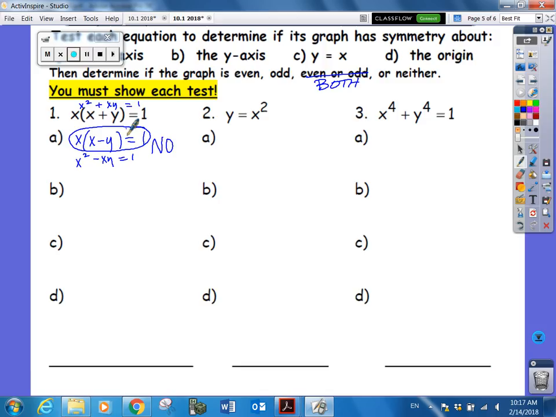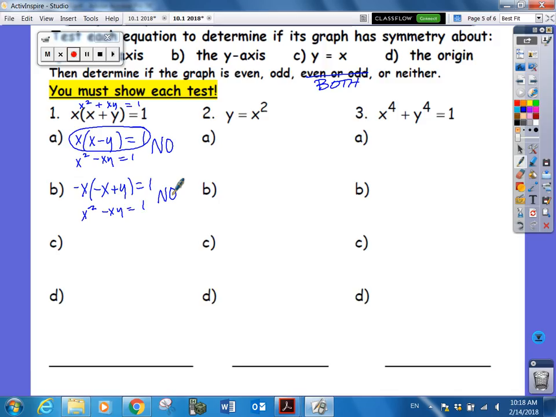Then letter B about the y-axis. So that means we make the x's negative. So negative x times negative x plus y equals 1. That's what I would expect to see at minimum. If I distribute that, x squared minus xy equals 1, that is not the same. So it does not have symmetry about the y-axis. That also means it's not going to be even.